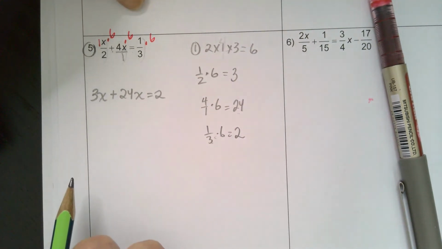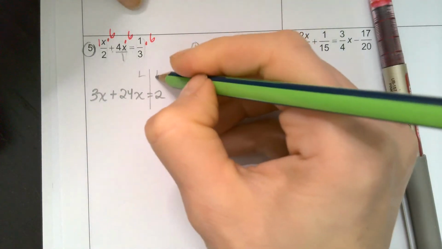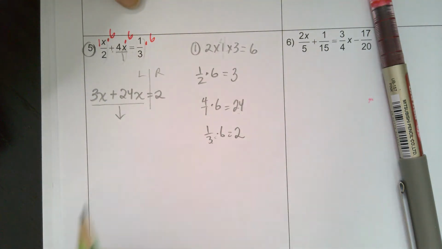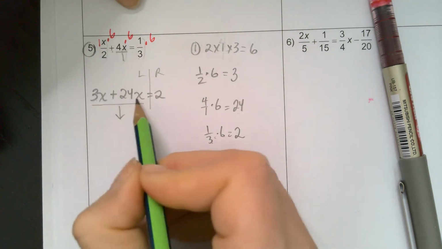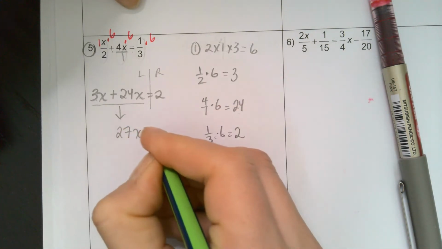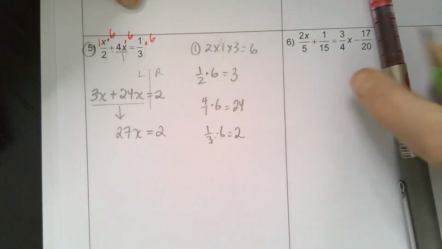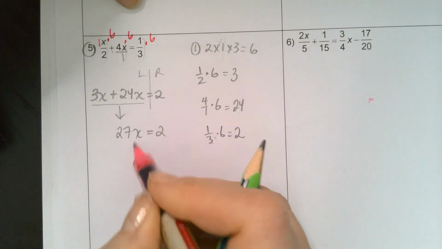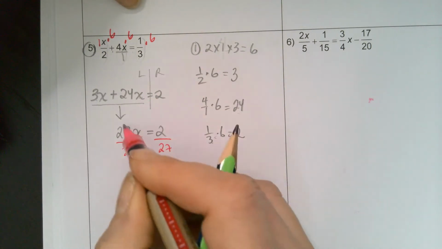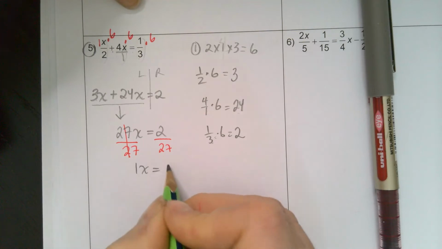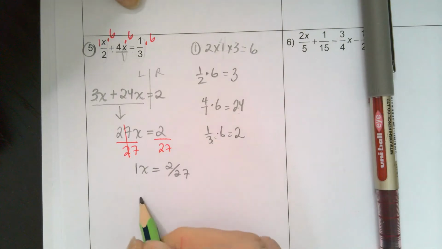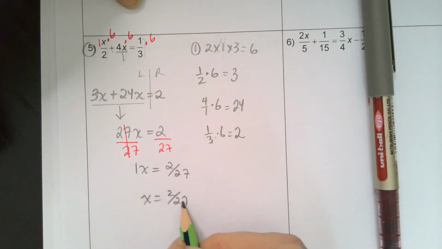Okay. Oh look, we can make this more simple before we start to solve it. 24 plus 3, those are like terms because they both have x's. So that's really 27x equals 2. Let's just finish this one. X wants to be alone, so I have to get rid of the 27. That's 1. So I have 1x equals 2 over 27. So x equals 2 over 27. That looks horrible.